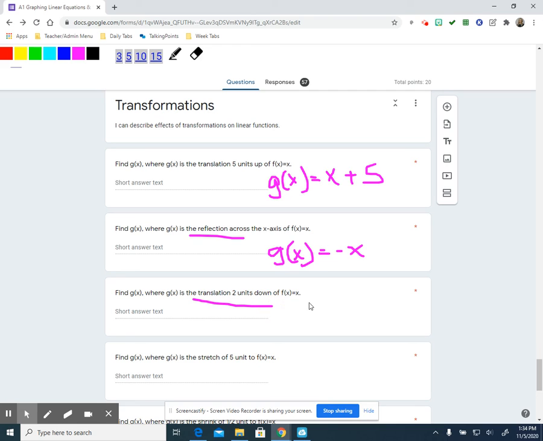That will flip it over. Now let's translate it down. Instead of adding like we did up here, now we're going to subtract. So we have f of x. I'm sorry, we should be calling this g of x. G of x is equal to x minus 2. When we go up or down, we just add it to the end.